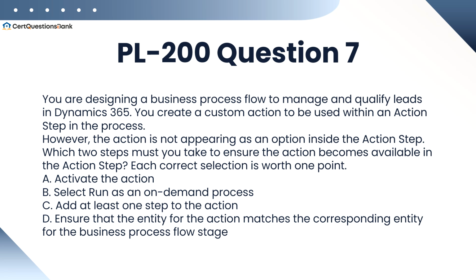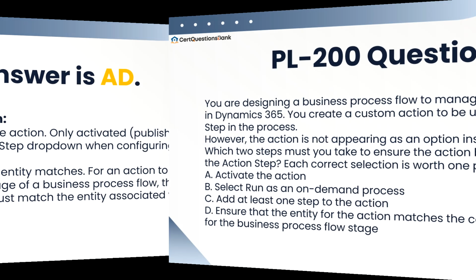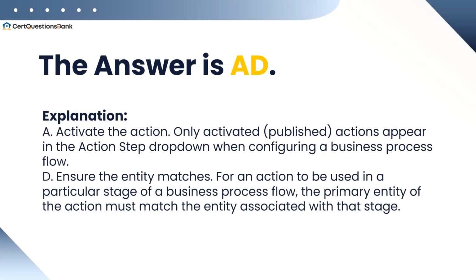A. Activate the action. B. Select Run as an on-demand process. C. Add at least one step to the action. D. Ensure that the entity for the action matches the corresponding entity for the business process flow stage. The answer is A and D.